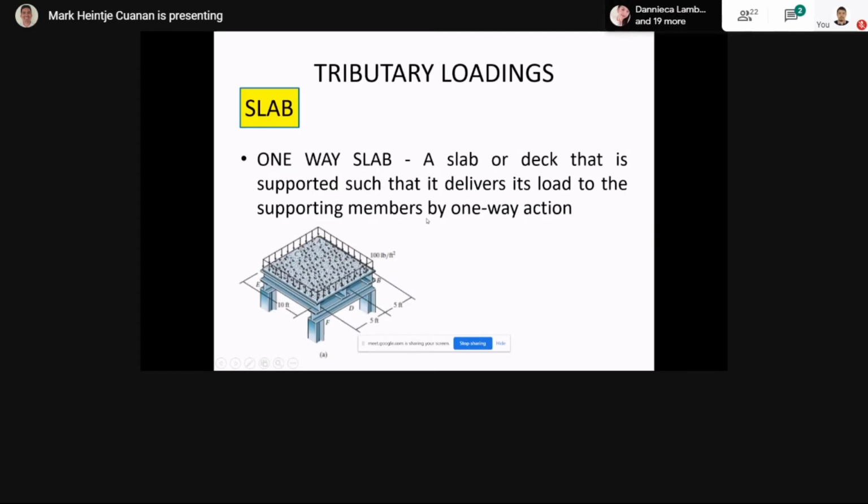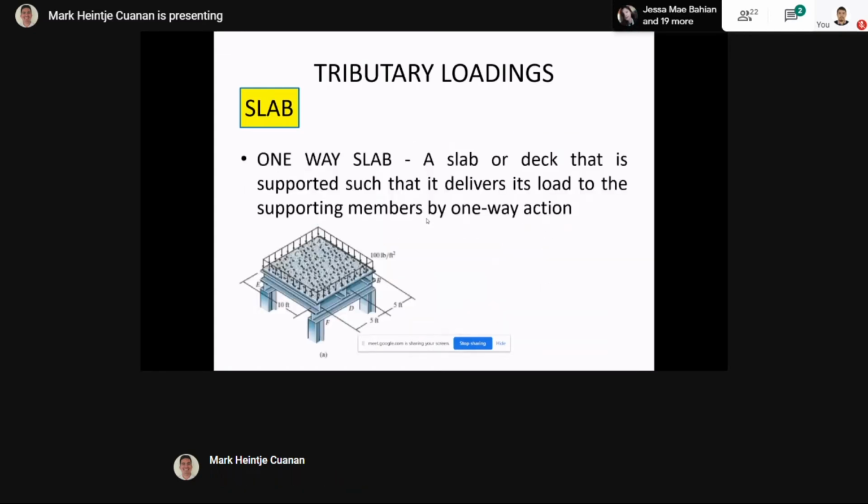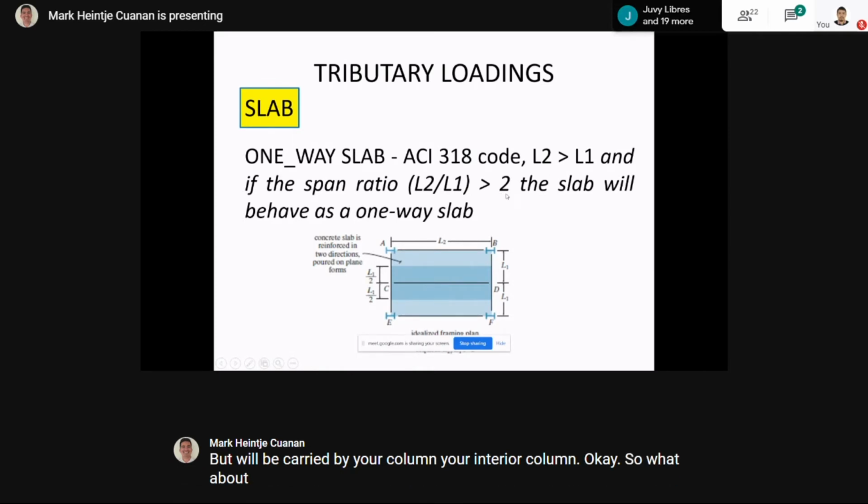Okay, so these are the types of slab. Now we have two types of slab: one-way slab and two-way slab. So unsa na to pag-determine nga one-way siya or two-way? So naa tay description diri based on the ACI 318 code. When we say L2 is greater than L1 and if the span ratio is greater than 2, the slab behaves as one-way. Otherwise, it becomes two-way.